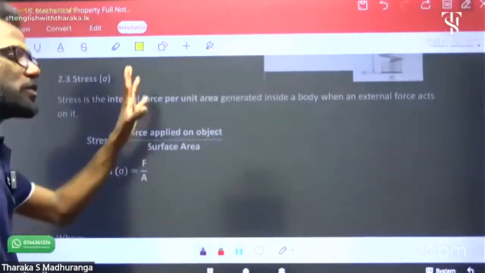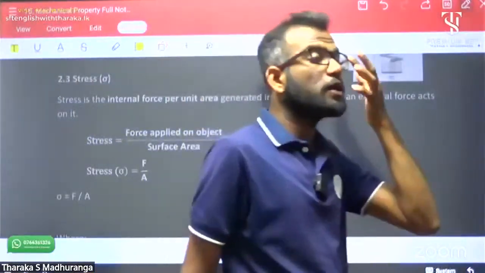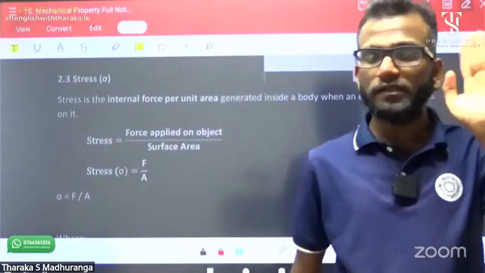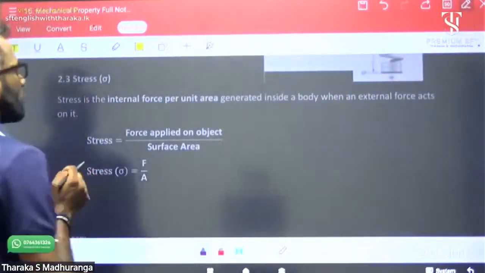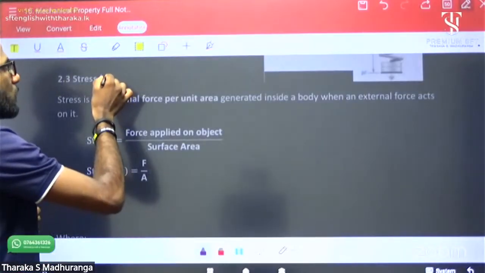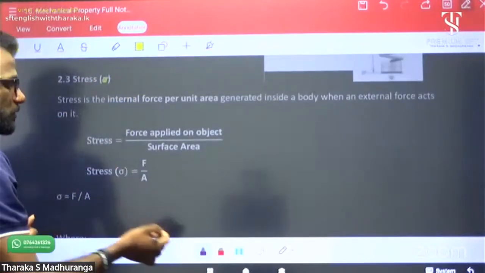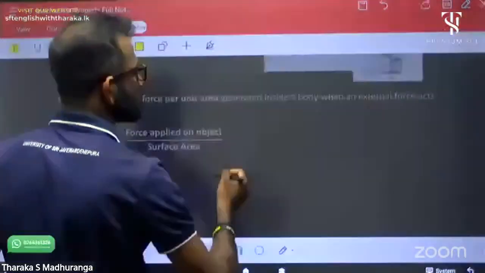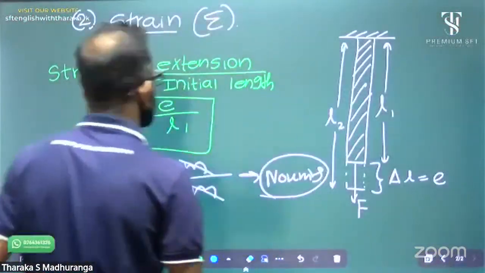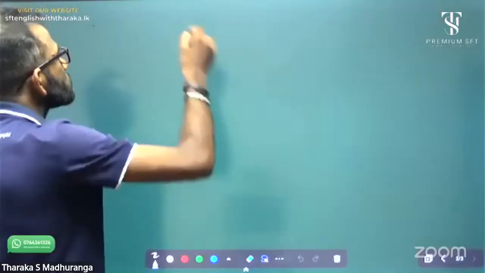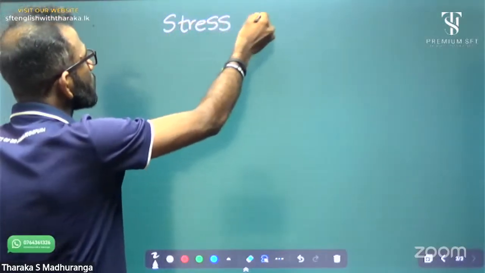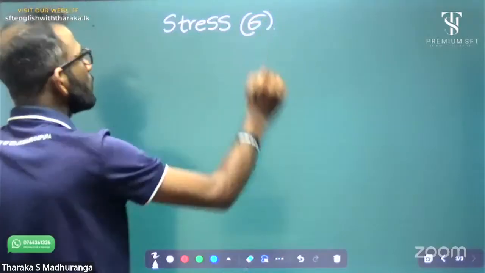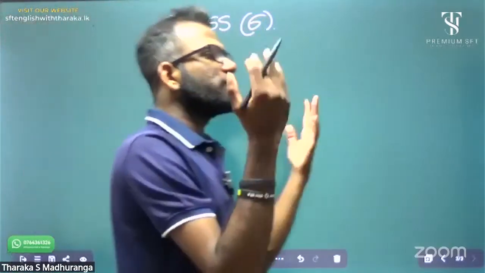Okay, let's move on to the third basic concept in the mechanical properties of matter. The third one is stress. This is the symbol. Okay, what do you think? What's the meaning of stress?